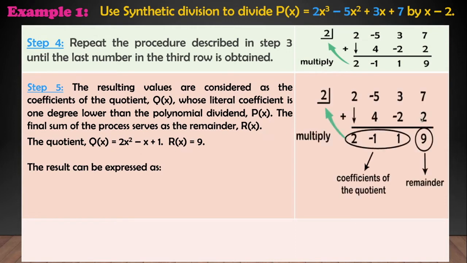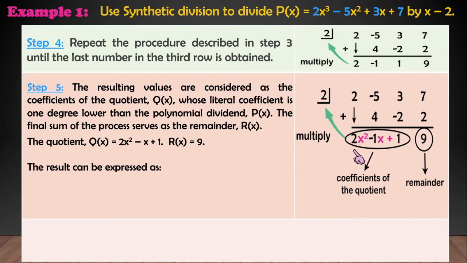So let's look at it again. So 9 here is the remainder. And these are the coefficients of the quotient. So 1 here is our constant term. It's positive, so we can now add the plus sign here. Negative 1 is the coefficient of the x term. So we can write x here. And 2 is the coefficient of the x squared term. That's why the quotient is 2x squared minus x plus 1.